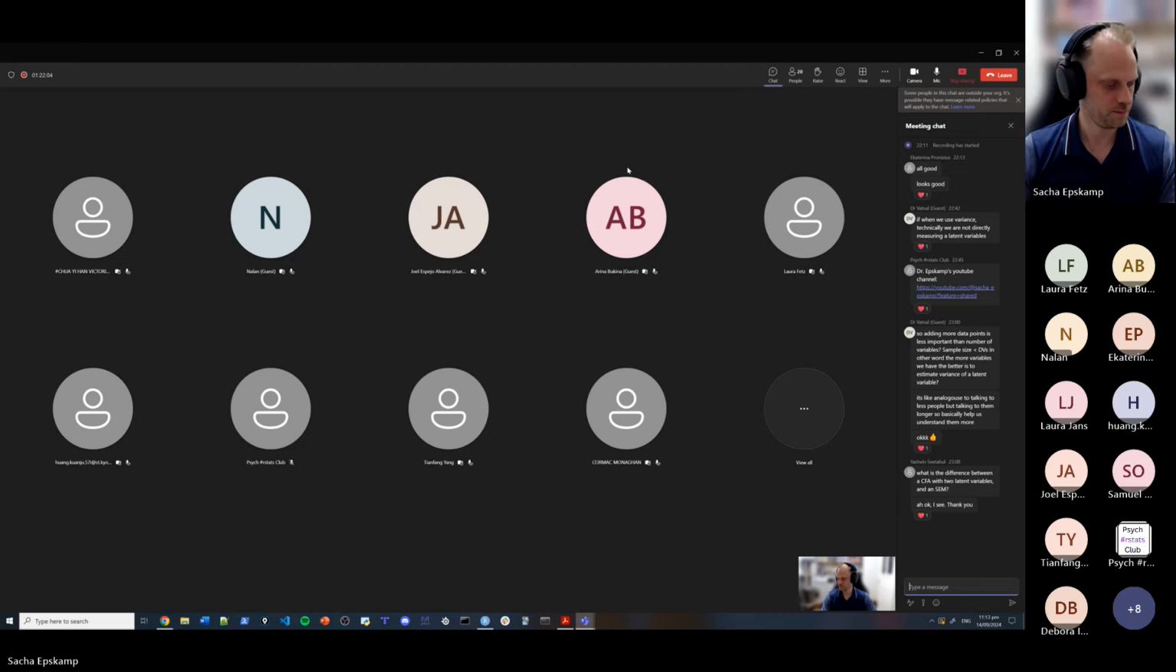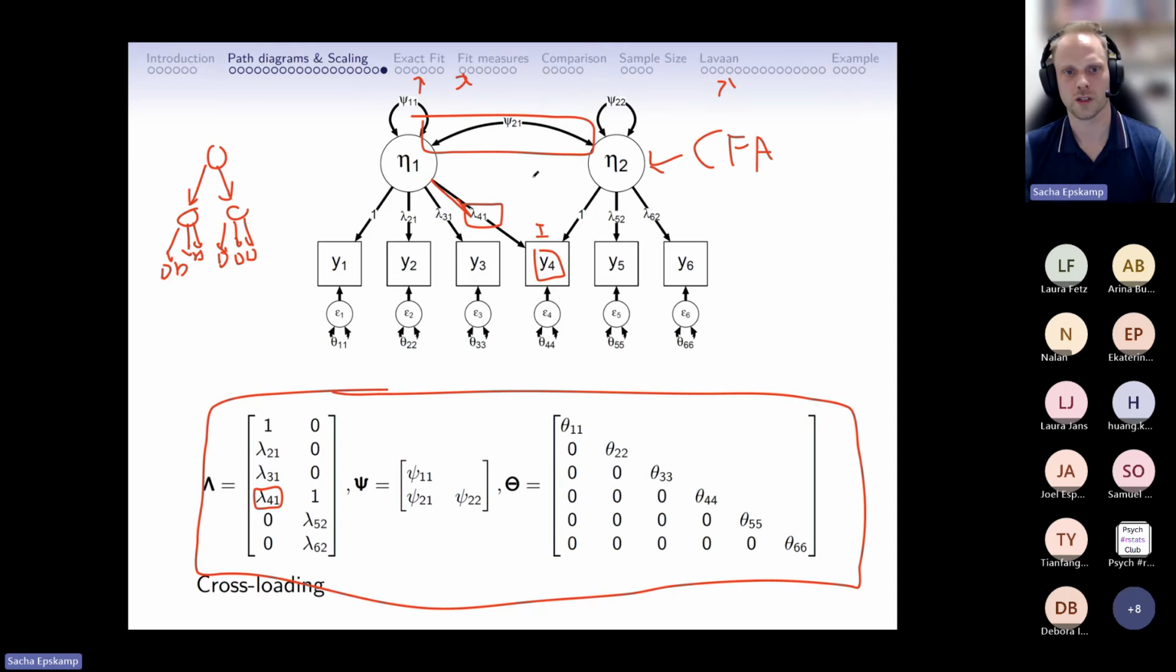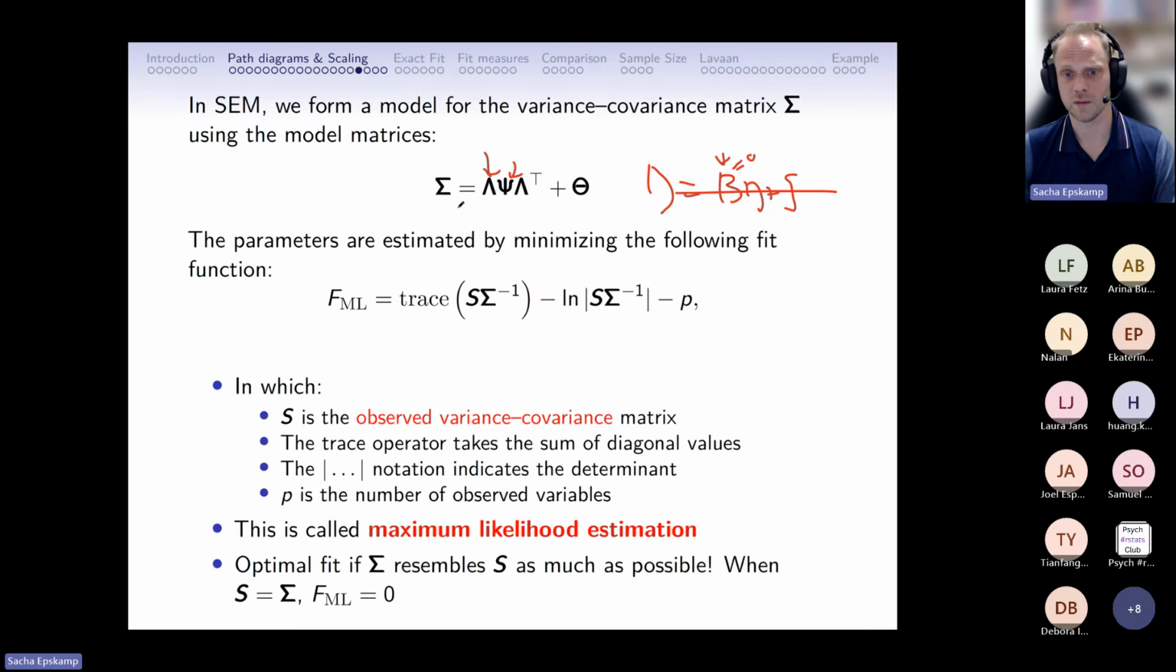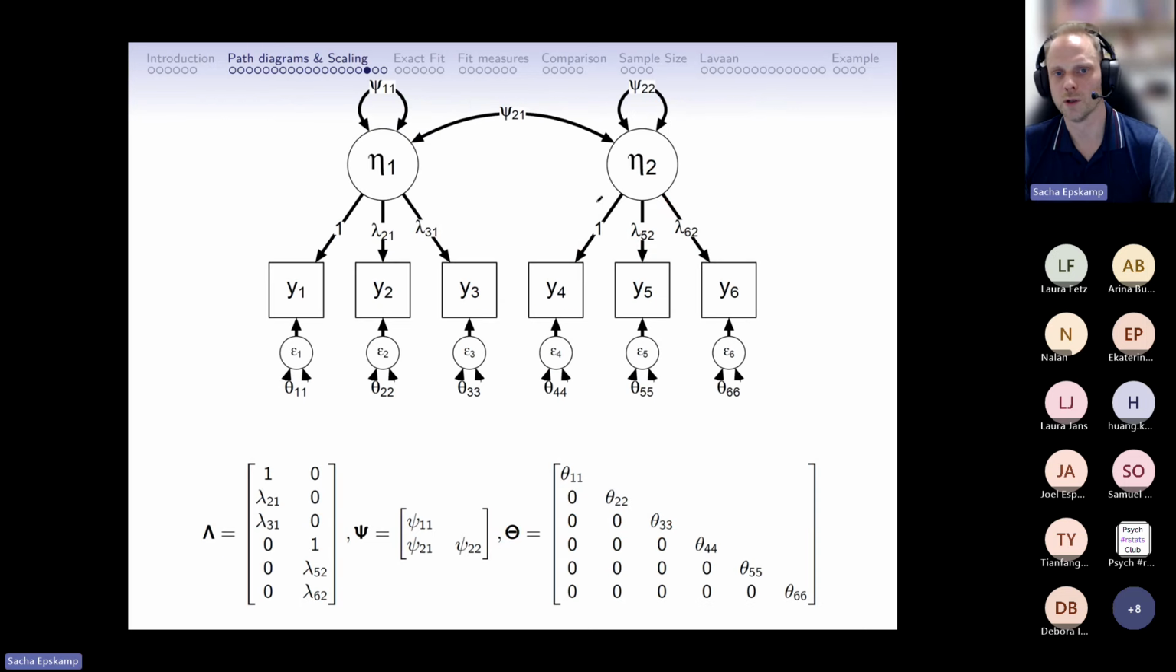All right. So let's go. Let's talk about fitting this model. So this is the main idea. Basically, we estimate these parameters so that this thing is as low as possible. F_ML is the fit function, which is proportional to the likelihood. That's where it comes from, if you know that. But how do we know if a model is good? How do we know if this model is a good model or not?